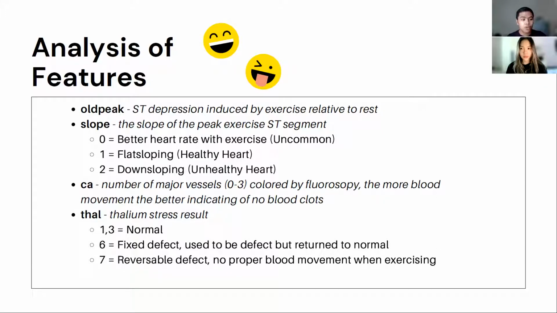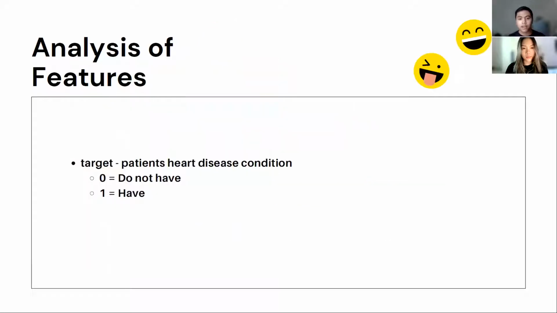We have slope, the slope of the peak exercise ST segment. And then next we have CA, the number of major vessels colored by fluoroscopy. And then we have thal, which is the thallium stress result. Okay, next slide. And finally, the target feature that we are trying to predict is the patient's heart disease condition, where 0 indicates that they do not have heart disease, while 1 indicates that they have heart disease. Okay, next slide.